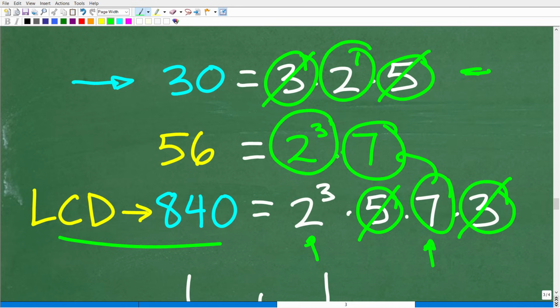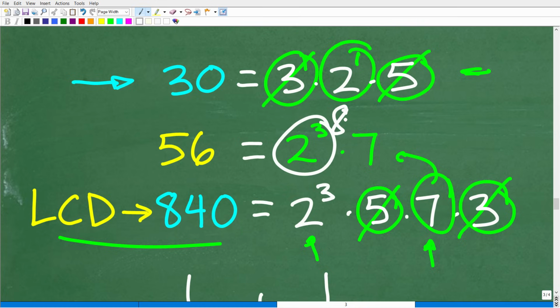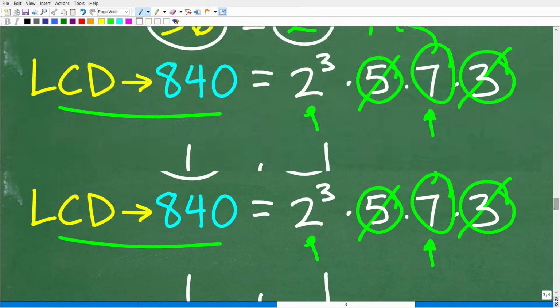Okay, so 2 cubed and 7 are the minimum factors we need, obviously, to get this LCD of 840. So what is 2 cubed? This is 8. 2 times 2 times 2 is 8, times 7, which of course is 56. And there is our other denominator, okay? Now, let's go ahead and just see how this would work.